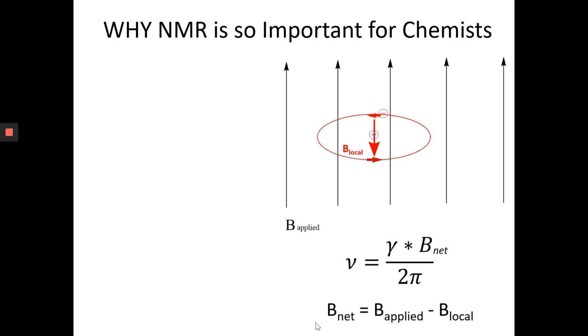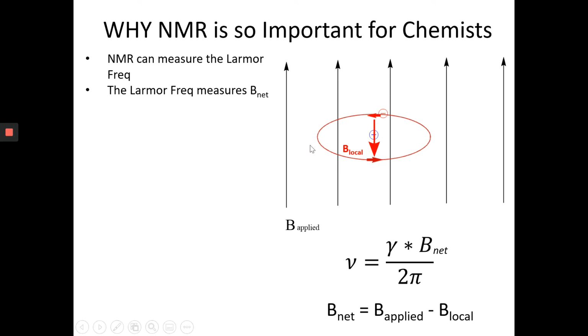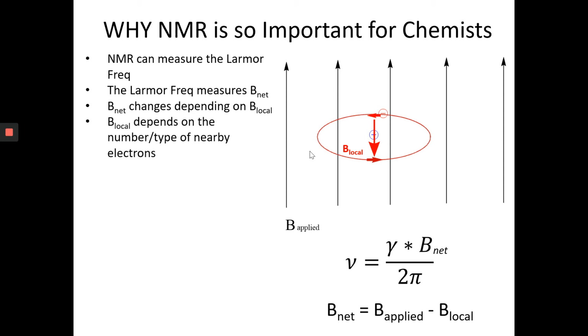So why is NMR so important for chemists? Let's wrap this up. Here we go. NMR, this form of spectroscopy, can measure the Larmor frequency. That's what an NMR instrument does. The Larmor frequency, remember, measures B net. It's a way to probe how strong of a magnetic field that nucleus is experiencing. B net, of course, changes depending on B local. B applied is usually the same, but B local is changing for different compounds. B local depends on the number and type of nearby electrons.